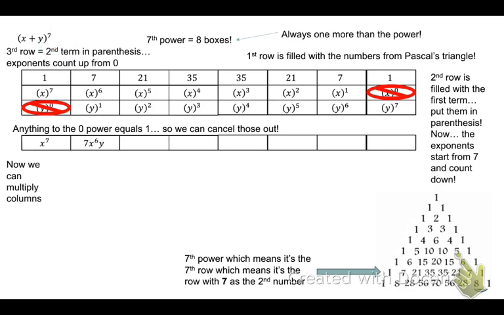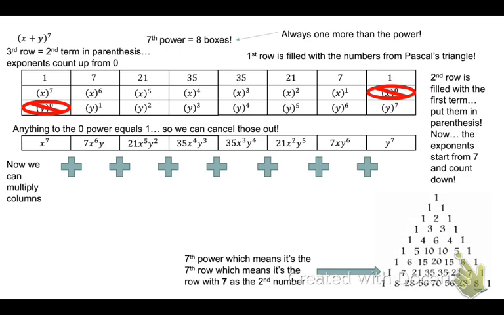That next one, we have 7 times x to the 6th times y to the first, so that's 7x to the 6th, y. Next one, 21, x to the 5th, y squared. 35, x to the 4th, y cubed. 35, x cubed, y to the 4th. 21, x squared, y to the 5th, 7, x, y to the 6th, and then y to the 7th power.